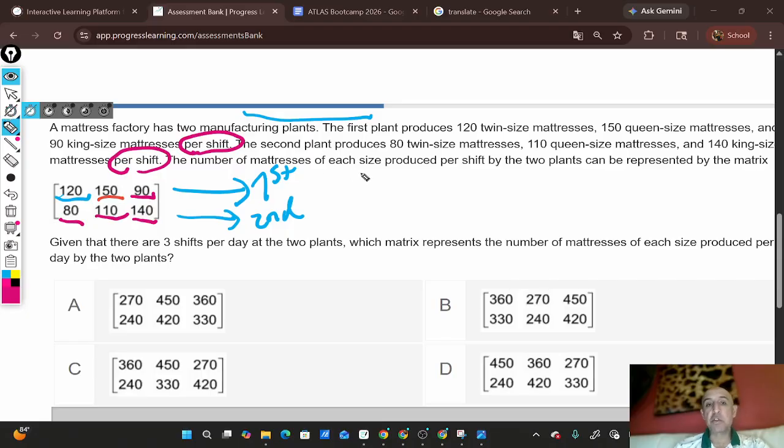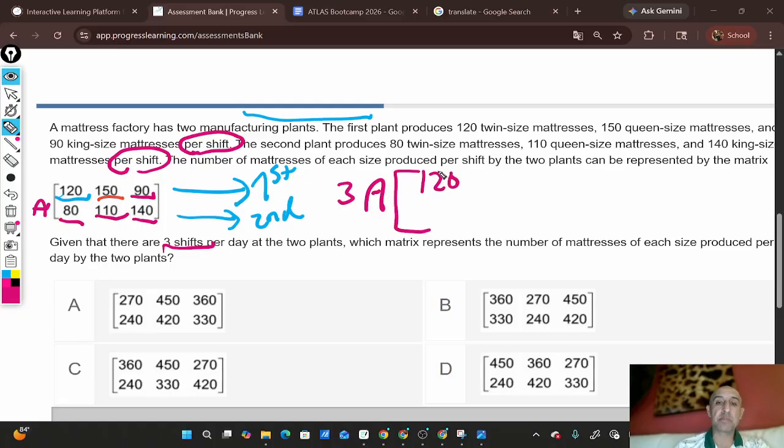The number of mattresses of each size produced per shift by the two plants can be represented by this matrix, as we explained, given that there are 3 shifts per day. If we call this matrix A, when we say 3 shifts, that means we need to multiply the matrix by 3: 120 by 3, 150 by 3, 90 by 3, then 80 by 3, 110 by 3, and 140 by 3.